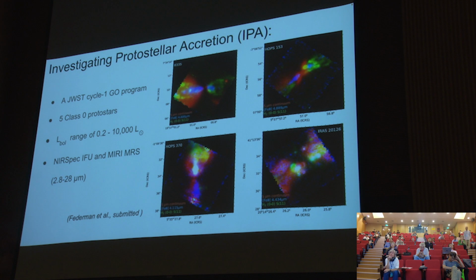The IPA is a JWST Cycle 1 GO proposal, which observed 5 Class 0 protostars, ranging from 0.2 to 10,000 solar luminosities, with NIRSpec and MIRI MRS IFU covering the spectral range from 2.8 to 28 microns. Here we show a gallery of some protostars. Some of them are quite famous. We have B335, HOPS 153, HOPS 370, and IRAS 20126. We also observed IRS 16253.